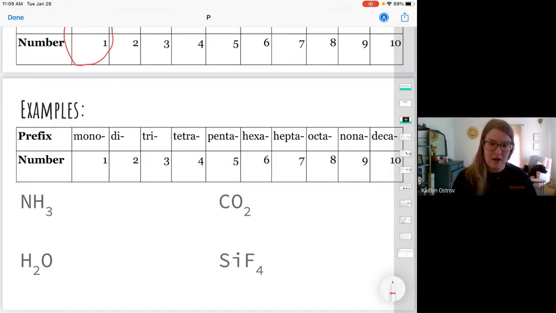So looking here, N is nitrogen. The first element keeps its name. And hydrogen turns into hydride because it still gets the "ide" ending, but there's 3 hydrogens, so it would be trihydride.